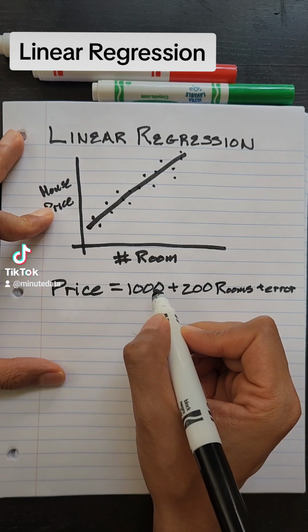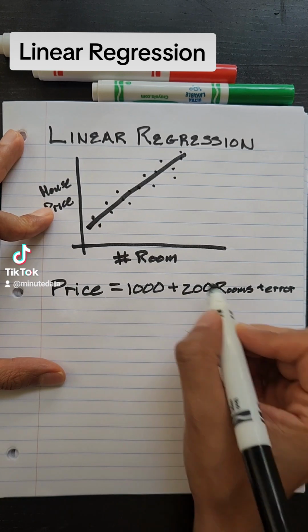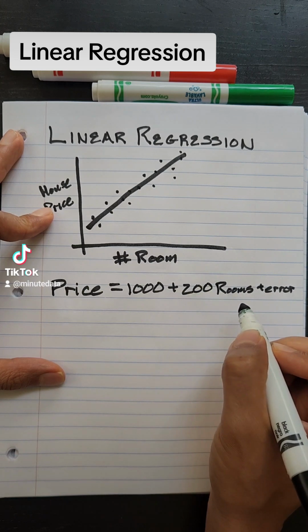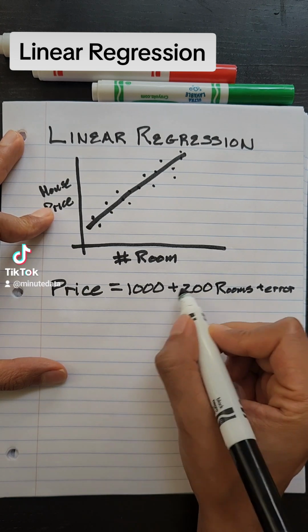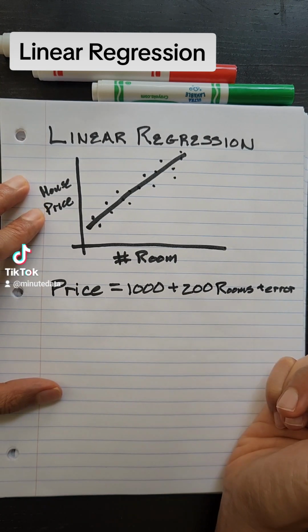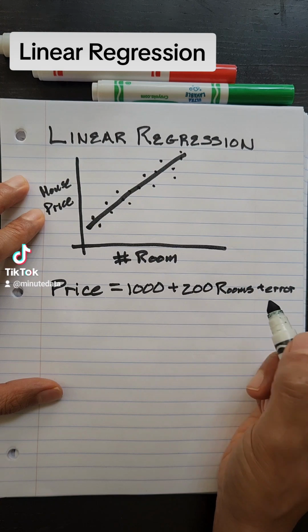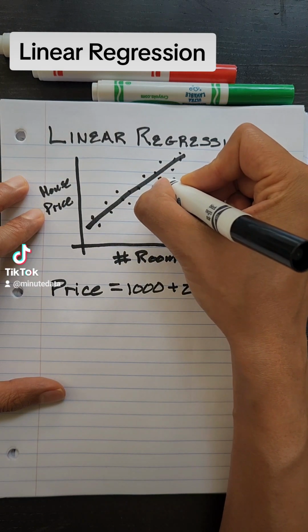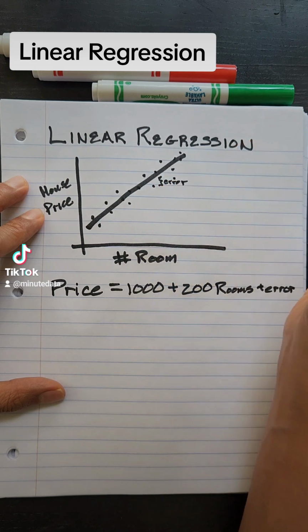Where 1000 represents an imaginary house with 0 rooms, 200 represents the additional price for each additional room. So in the case of a 1-room house, it'll cost about 1200, and a 2-room house will cost about 1400. The error is the difference between our prediction line and the actual housing prices. Here's an error, for example.